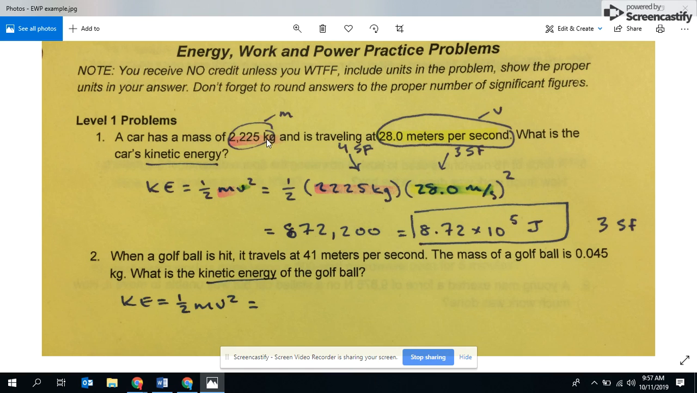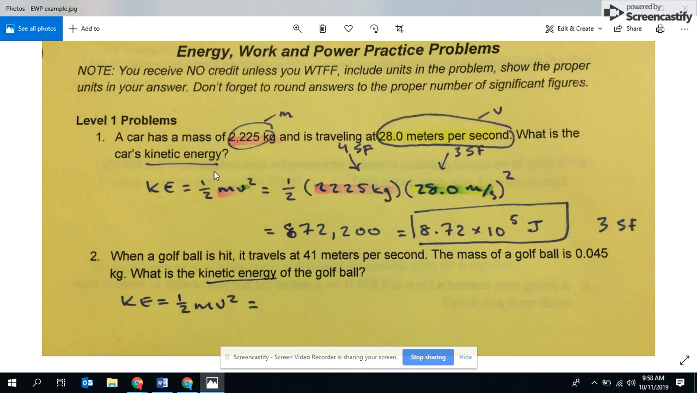kg, that means kilogram. That's 1,000 grams. That means mass. Okay, we got the mass. Traveling at 28 meters per second. That's a speed. That's a velocity. Circle that. That's going to be your V. You don't have to always write down how many sig figs are in everything, but if you're still struggling with sig figs, it is a good idea to do that.